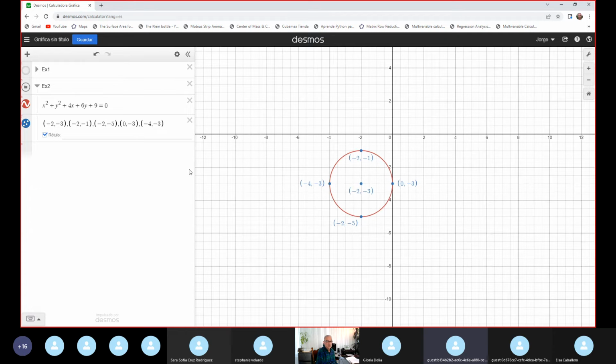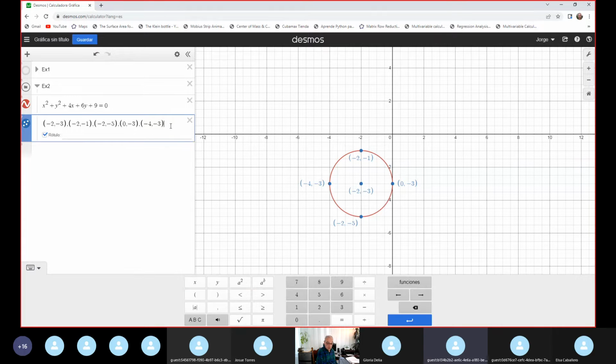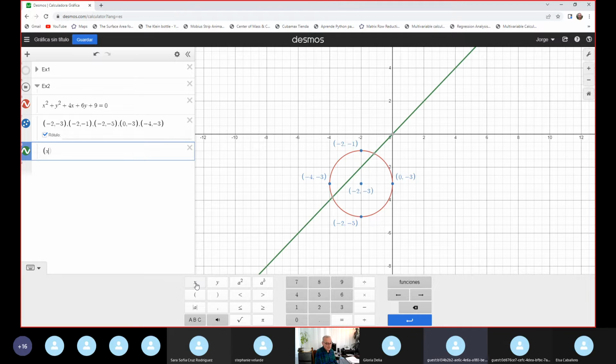Now the confirmation that we're doing well is to write the equation that we found in standard form to verify that it's a perfect coincidence with the original. And the equation that we found was parentheses x plus 2.